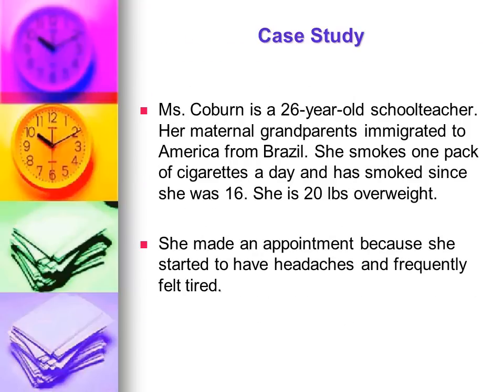Throughout the PowerPoint, we'll have a case study, an unfolding case study. So we're going to start out with Miss Colburn. She's a 26-year-old school teacher. Her maternal grandparents immigrated to America from Brazil. She smokes 1 pack of cigarettes a day and has smoked since she was 16. She is also 20 pounds overweight. She made an appointment because she started to have headaches and frequently felt tired. Remember, Ms. Colburn is a 26-year-old smoker, and throughout the chapter, think about how her history will affect her vital signs.